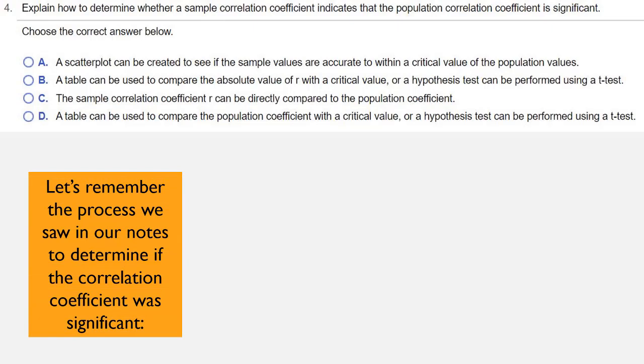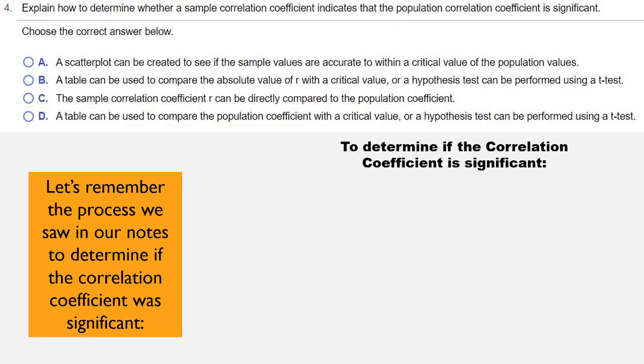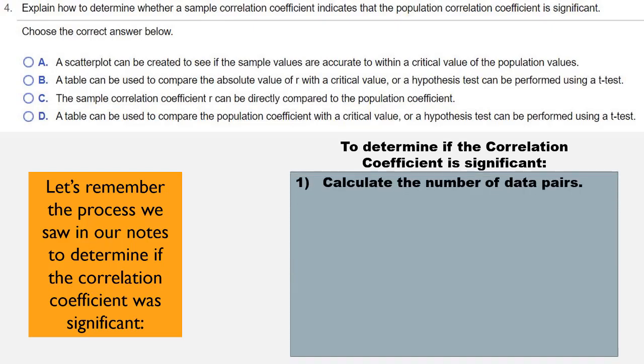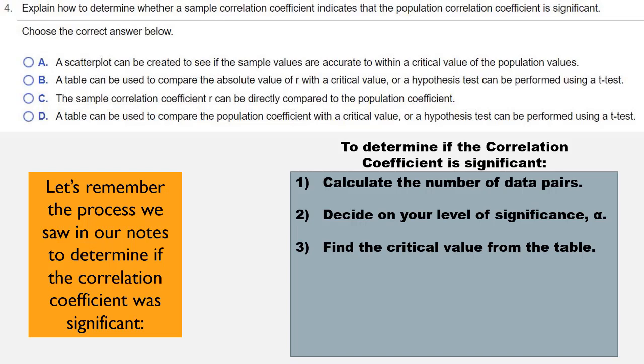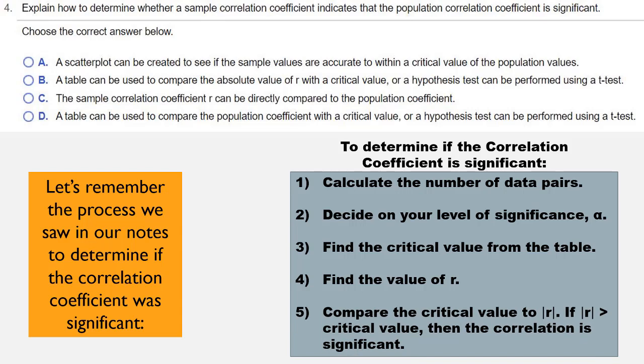So let's remember the process we saw in our notes to determine if the correlation coefficient was significant. First, calculate the number of data pairs. Second, decide on your level of significance alpha. Third, find the critical value from the table. Fourth, find the value of R. Fifth, compare the critical value to the absolute value of R. If the absolute value of R is greater than the critical value, then the correlation is significant.